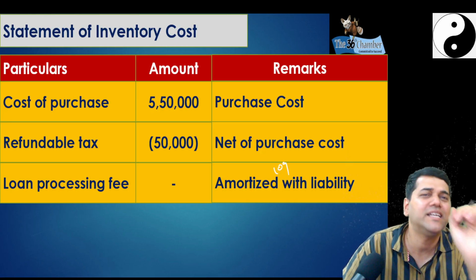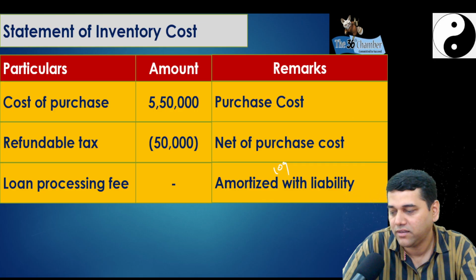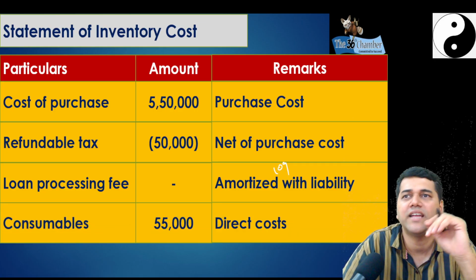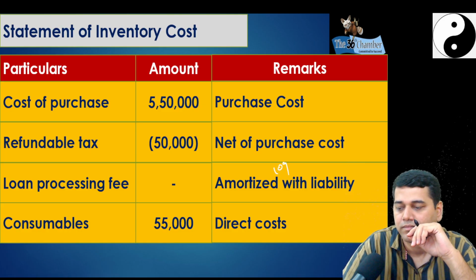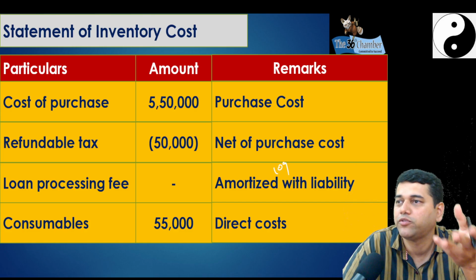No, it's a journal entry. You just go with the journal entry, you have figured it out, everything. Next, consumables. How much? 55,000. You say it is a direct cost. Will you include your labor cost? What do you say? Why should you include it?